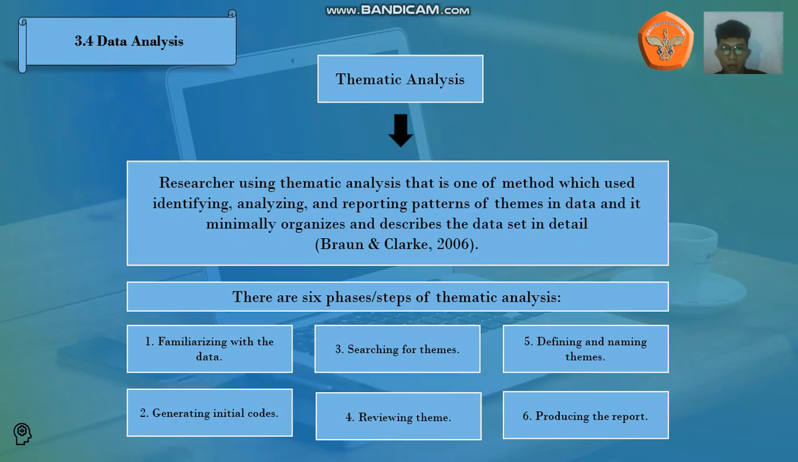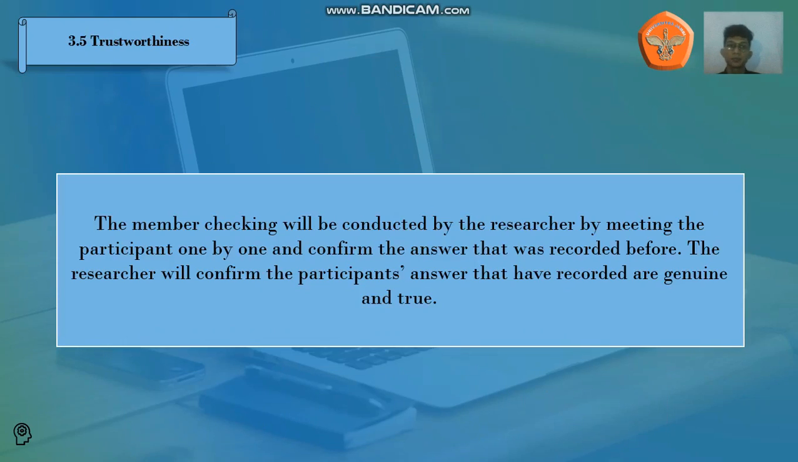Based on Braun and Clarke 2006, there are 6 phases or steps of thematic analysis. The first step is familiarizing with the data. The second one is generating the initial codes. The third one is searching for themes. The fourth is reviewing themes. The fifth is defining and naming themes. And the last one is producing the report.